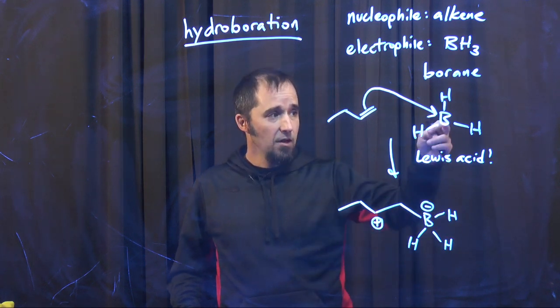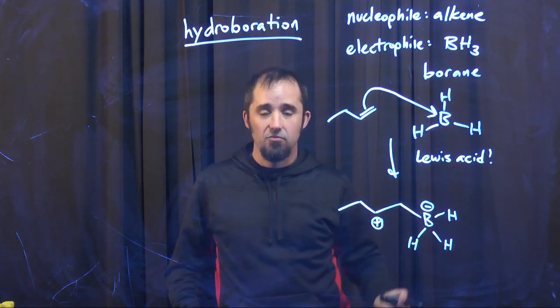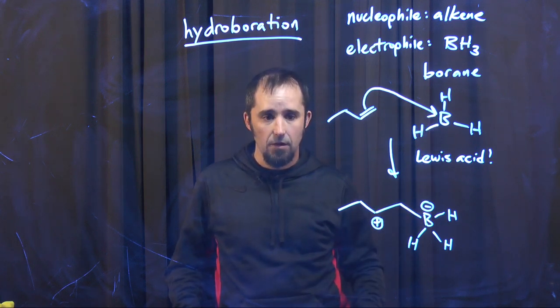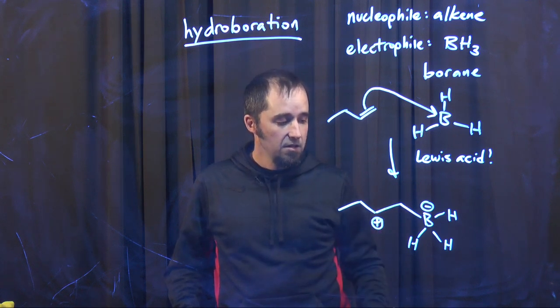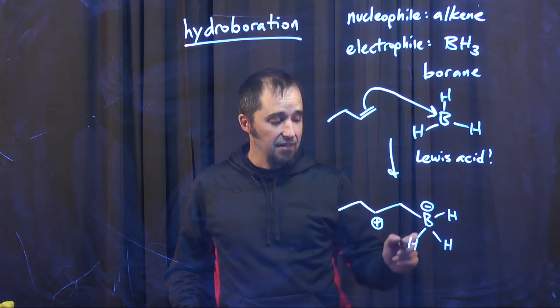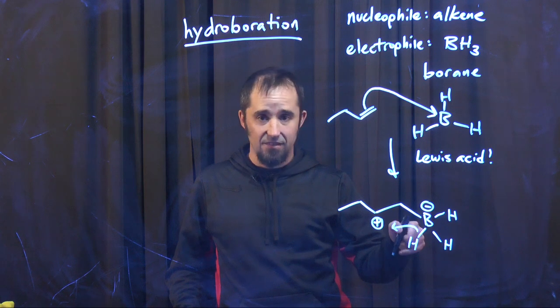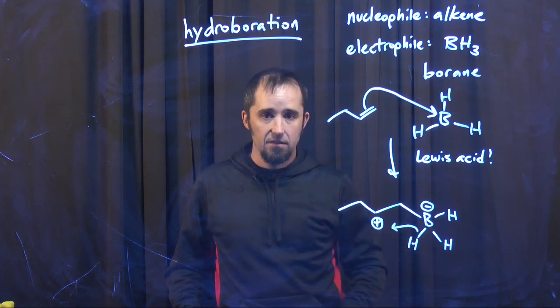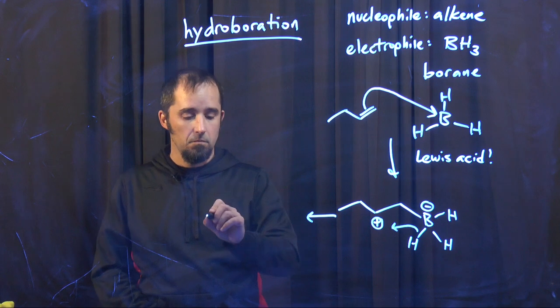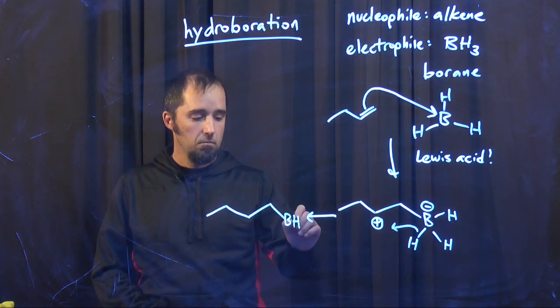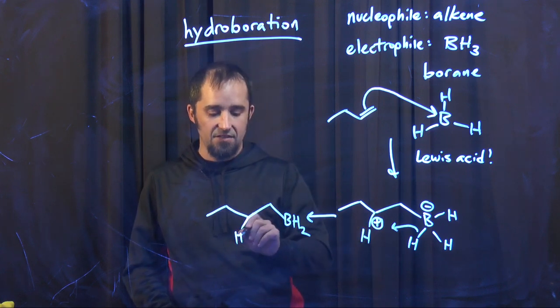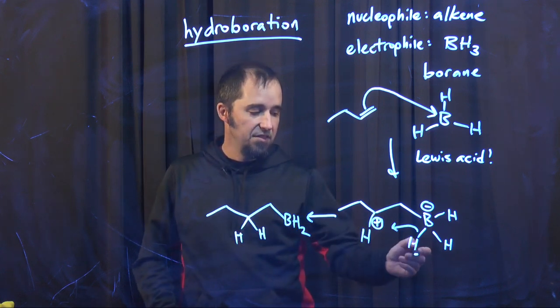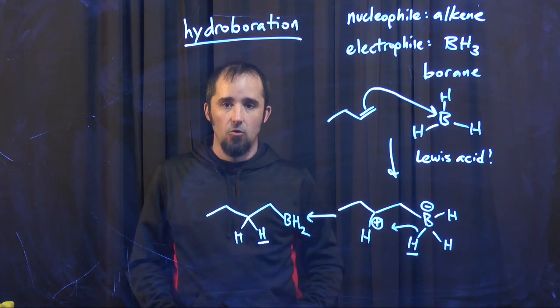Right? So before, boron had 3 bonds. Now it's got 4, so it's got a negative charge. So I've got a positive charge here and a negative charge here. So it seems like it would make a lot of sense for this hydrogen and its electrons to move over to that carbon. Before this had 1 H, and now it has 2 H's, because this hydrogen is now over there.